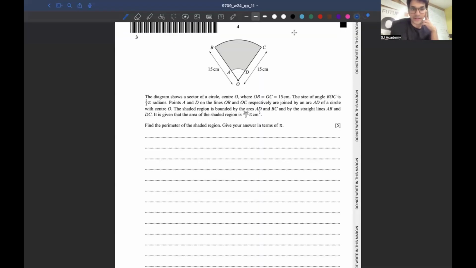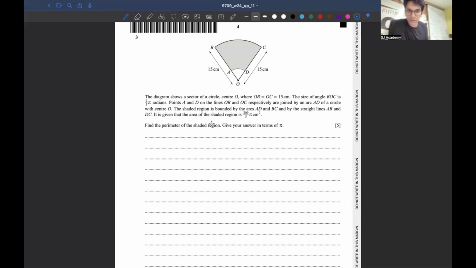Question 3 says that a diagram shows a sector of a circle, center O, with OB = OC = 15. The size of angle BOC is 2/5 π. Points A and D lie on the lines OB and OC and are joined by an arc AD of a circle center O. The shaded area is bounded by the arcs AD and BC, and the area of the shaded region is 209/5 π. We have to find the perimeter of the shaded region, giving our answer in terms of π.